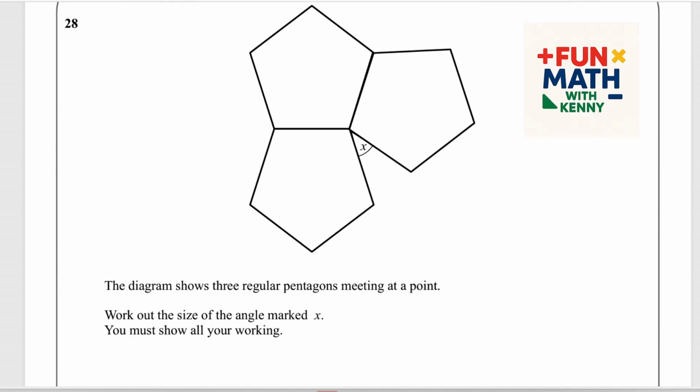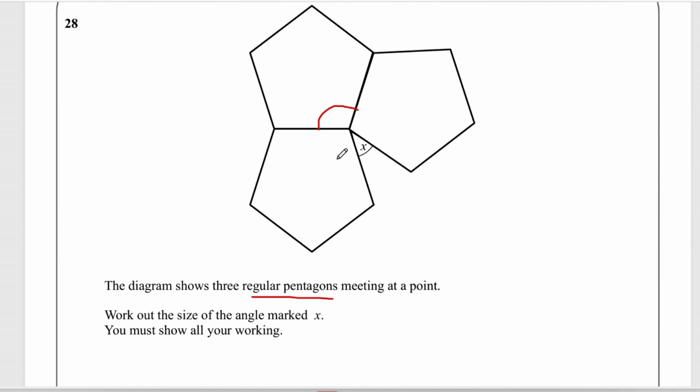Question 28. Three pentagons meeting at a point. Work out the size of x. They say regular pentagons. When they say polygons are regular, that means they have the same size, and the angles are the same. This pentagon has 5 sides, as you can see. So these 3 angles are the same. Now, this is your strategy. If you know each of these angles, you can just times 3 to get the 3 of them, and then you have the x.